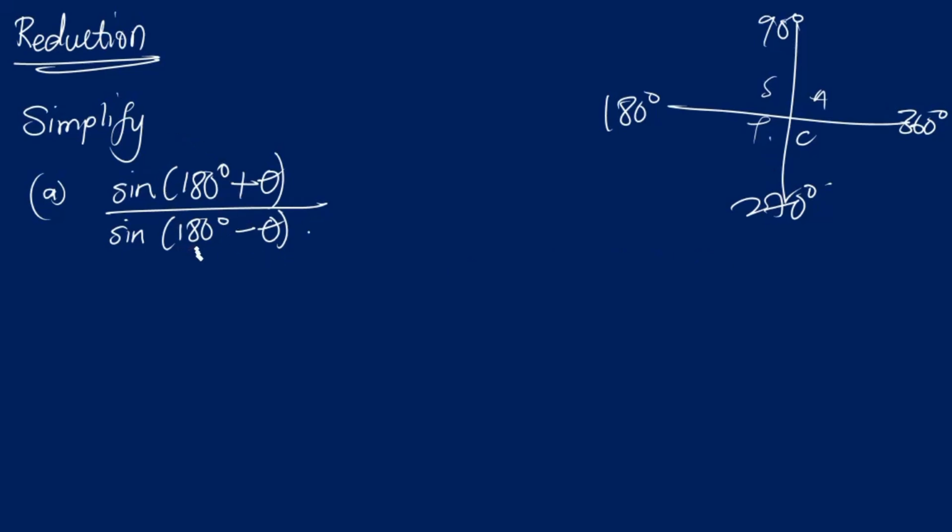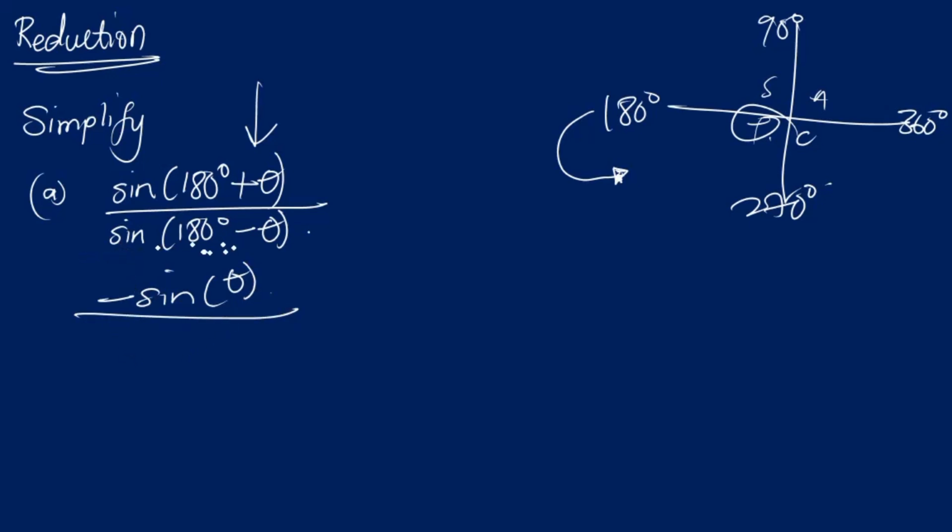Now getting to this one, I have the sine of 180 degrees plus theta. Here is 180. If I add an angle, a theta or anything, I will land here. Is sine positive here? No, only the tangent is positive, so I have a negative sign there. A negative sine of what? Of this angle here, theta, right?